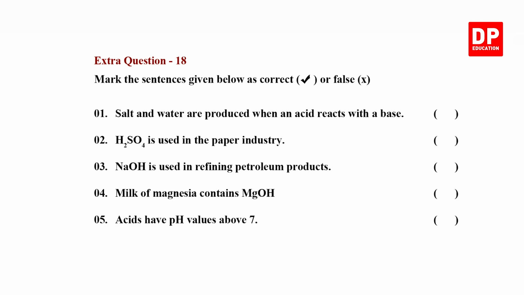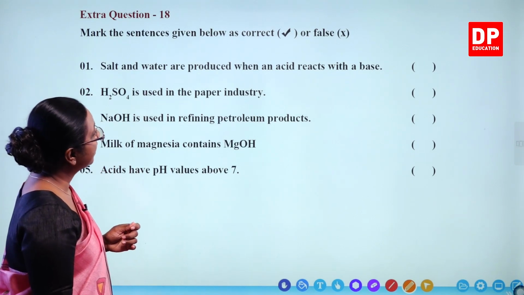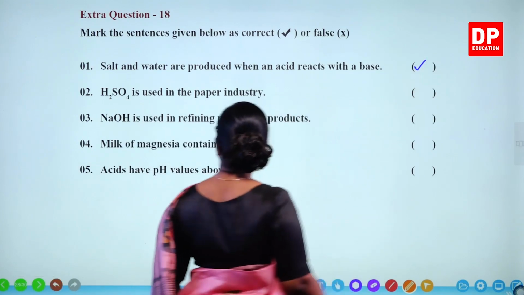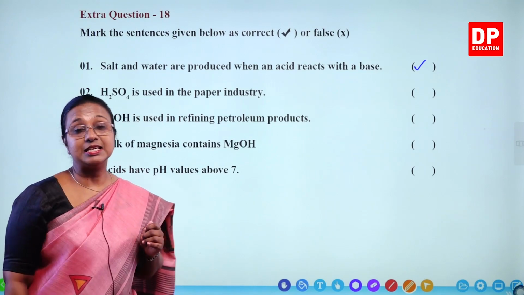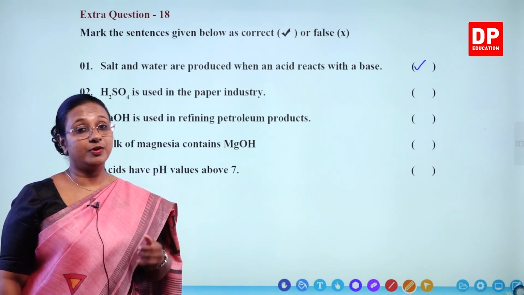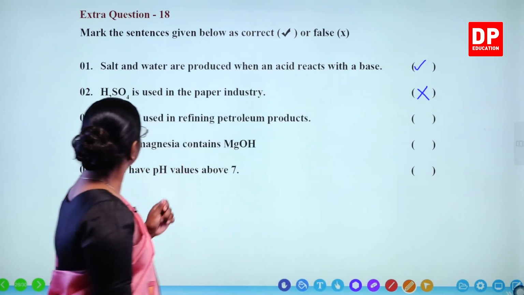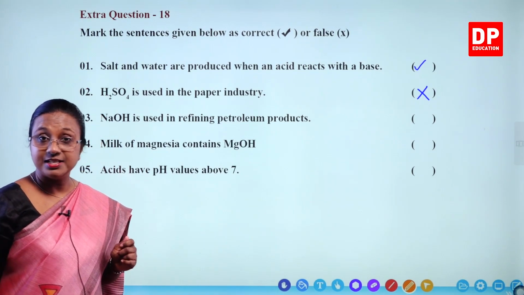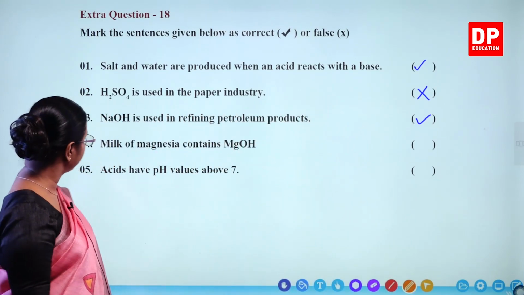Extra question 18. Mark the sentences given below as correct or false. Salt and water are produced when an acid reacts with a base. That is correct. That is the neutralization reaction. Sulfuric acid is used in the paper industry. Is it sulfuric acid? No, it's acetic acid. So that is false. Then sodium hydroxide is used in refining petroleum products. That is of course correct. That is one use of sodium hydroxide.